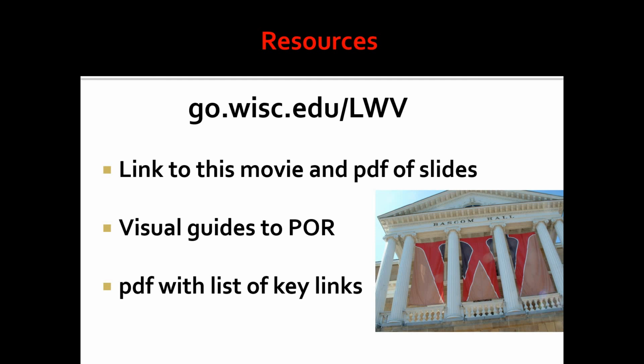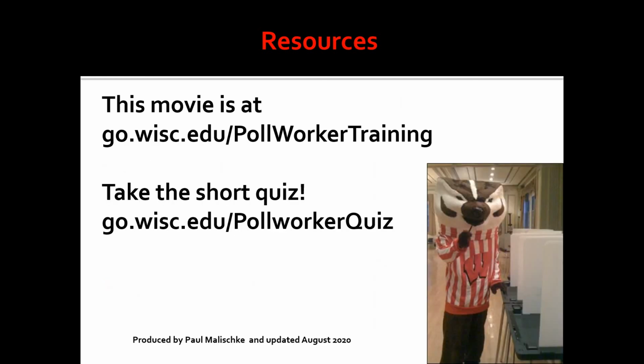go.wisc.edu/LWV. It has a link to this movie, a PDF of these slides, PDFs of the visual color guides on proof of residence for UW students, and a PDF listing the key links. This movie is at go.wisc.edu/pollworkertraining. There is a short quiz at go.wisc.edu/pollworkerquiz, where you can leave comments on the movie or the quiz. We recommend that you watch this movie again the day before Election Day. At the beginning of your shift, review the printed color visual guide.